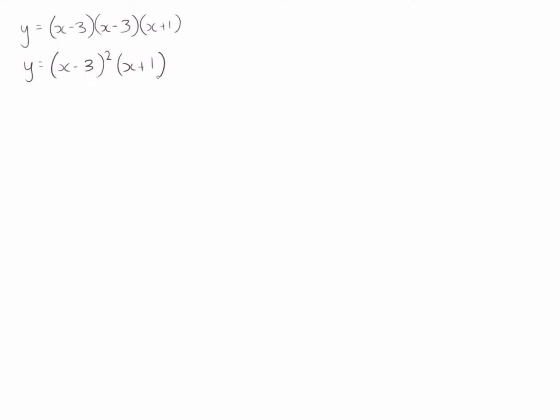When we find the x-intercepts of this cubic, we would see that the x-intercepts are 3 and negative 1. So we only have 2 x-intercepts, even though we know that this is a cubic graph. In general, when we're looking at a cubic, if it's a single root, it will cut the x-axis, whereas a double root just touches the x-axis.